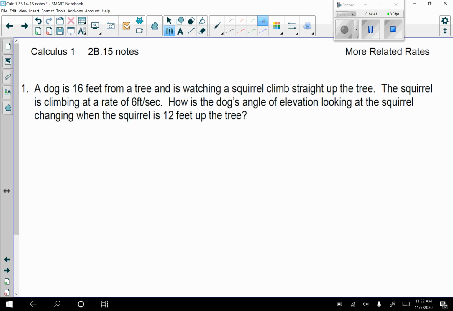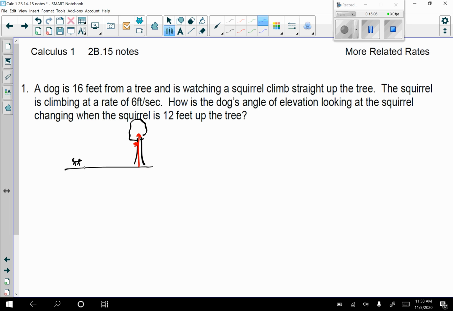Dog is 16 feet away from the tree, watching the squirrel climb up the tree. Good dog, he's just sitting where he is. Here's our dog. There's the dog. Tree over here. There's our tree. We've got a squirrel climbing up the tree. And our dog is just watching that squirrel go. There's our squirrel. So what kind of situation do we have here?